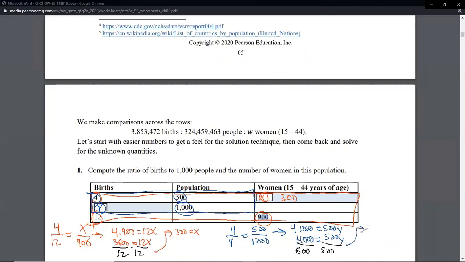So 8 is equal to Y. Y being the number of births per 1,000 people if the population doubled. So this was us scaling the population to per 1,000. So if there's 4 births per 500 people, that means there's 8 births per 1,000 people. Notice that this value is double the previous one. The 500 doubled to 1,000, the 4 doubled to 8.